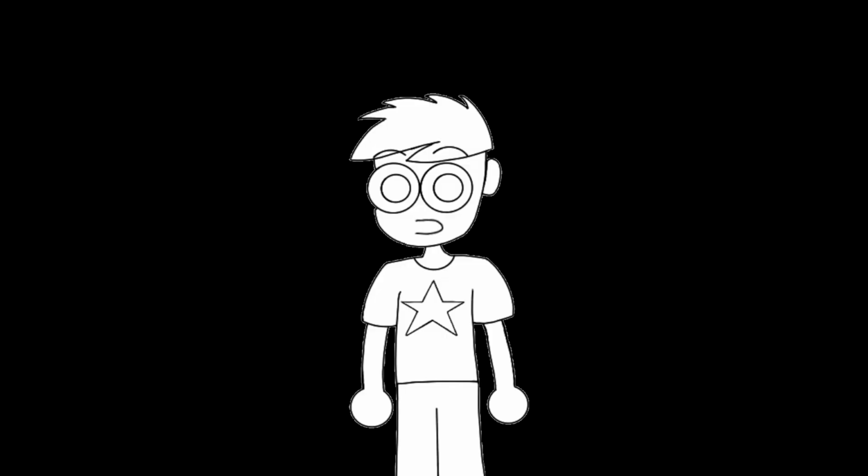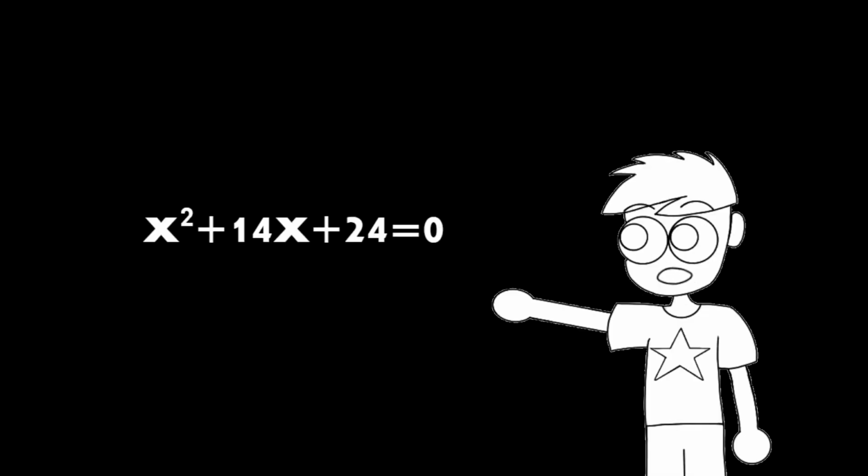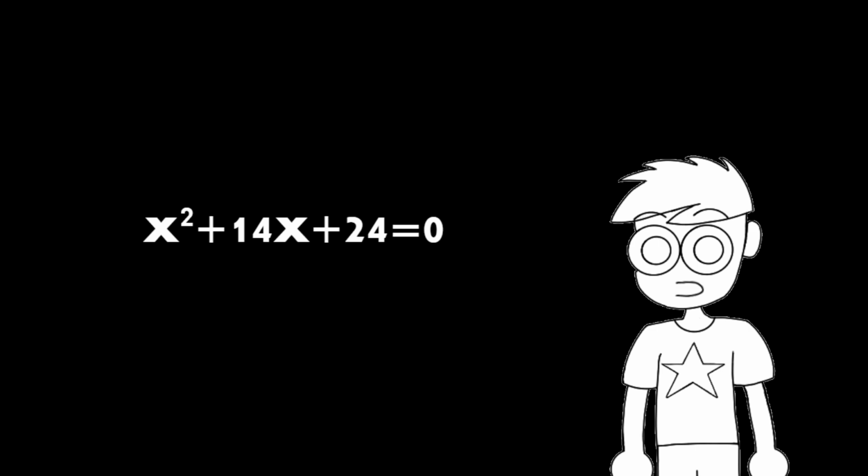My name's Ivan, and today my group and I are factoring some problems using the X-box method. So the first problem says x squared plus 14x plus 24 is equal to 0. The first step is to get the problem in standard form, but since the problem is already in standard form, we don't have to do anything to the problem.